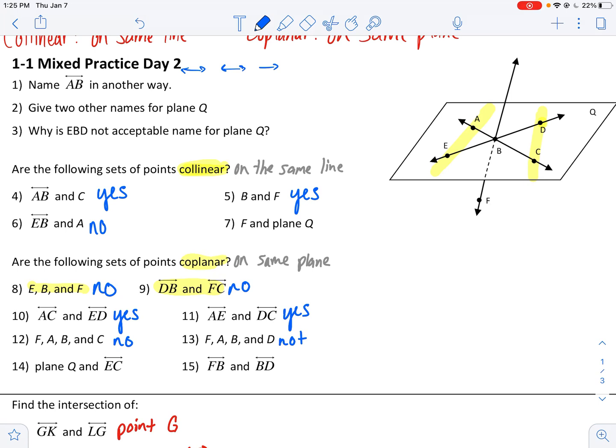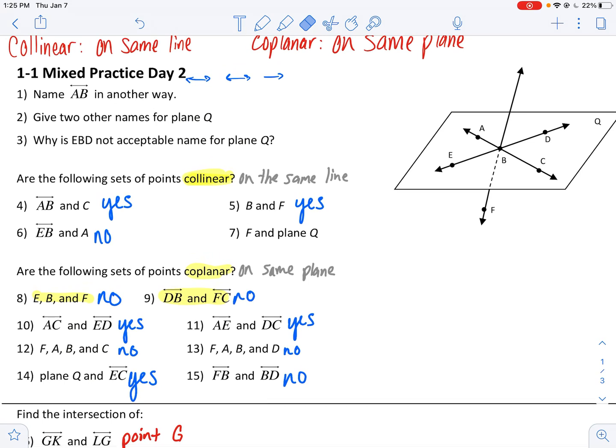Plane Q and line EC. Line EC is on plane Q, so that works. And FB and BD are not on the same plane because F is off the plane, so that's a no. So there's that, and that's how we are going to identify our collinear and coplanar points.